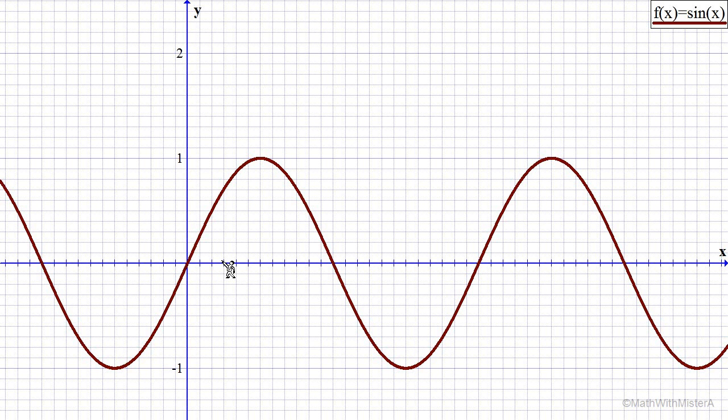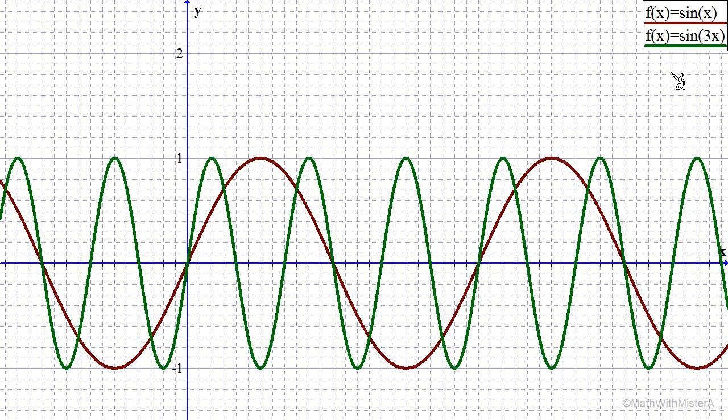The first one I'm going to do is the B transformation. I'm going to change the period. I know that this was a sine of 3x. Now I'm ignoring the negative 1.5 out front. I'm ignoring the plus 1 and the minus pi over 2. I'm just doing transformations one at a time. So the one I'm doing right now is coming up with sine of 3x.